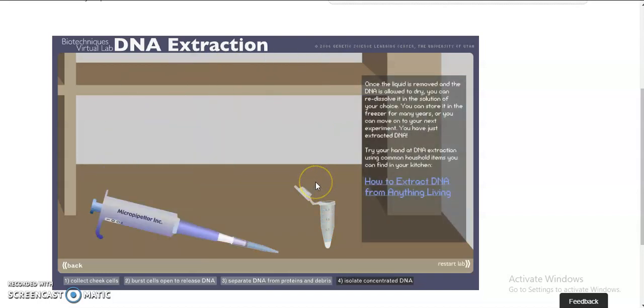Once the liquid is removed and the DNA is allowed to dry, you can redissolve it in the solution of your choice. You can store it in the freezer for many years, or you can move on to your next experiment. That's all for the DNA extraction simulation experiment. Thank you.